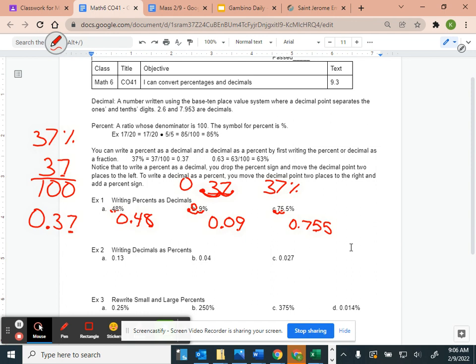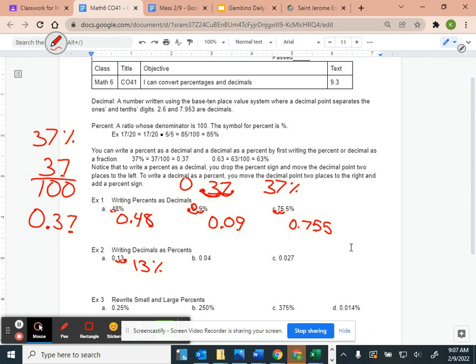Example 2, writing decimals as percents. Now we're going to go backwards. Okay, instead of moving that decimal point to the left 2 places, we're going to move it to the right 2 places and put a percent sign on. So Tristan, 13 hundredths would be what percent? 13%. As we took that decimal point, we moved it to the right 2 places and put the percent sign on.